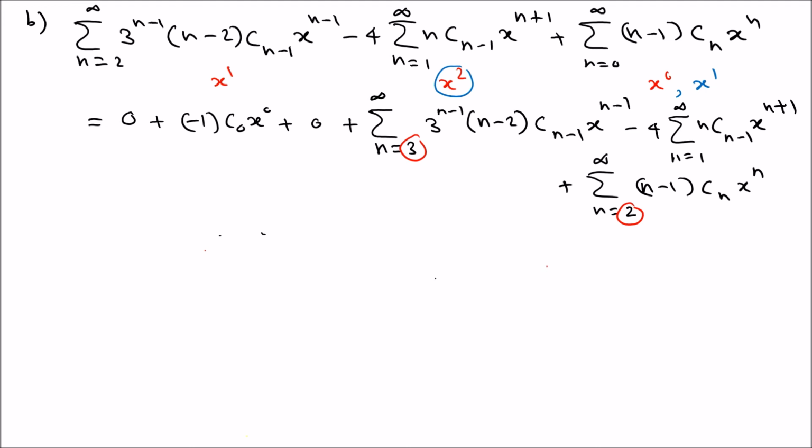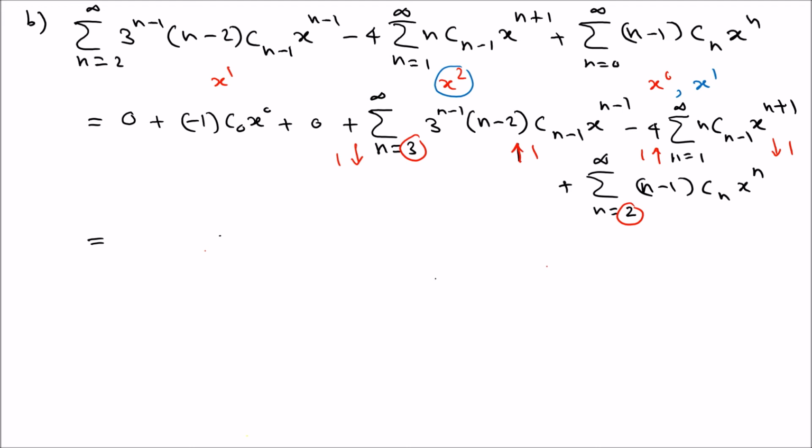So what are you going to do now? You can see here you're going to increase this one by 1. You're going to increase this one by 1, decrease by 1. Here you're going to decrease by 1, increase by 1. Here no change. Okay, no change. So let's rewrite using the new index now.